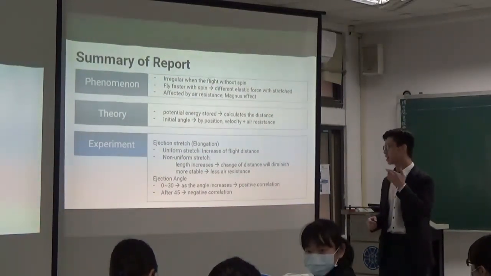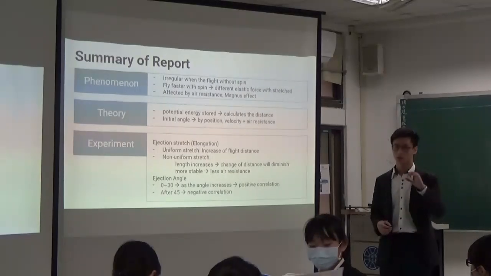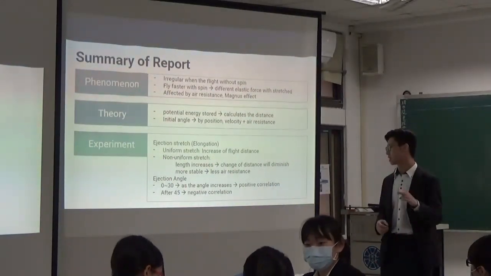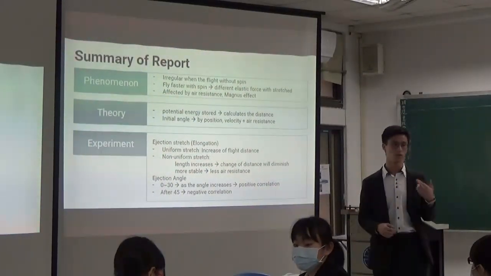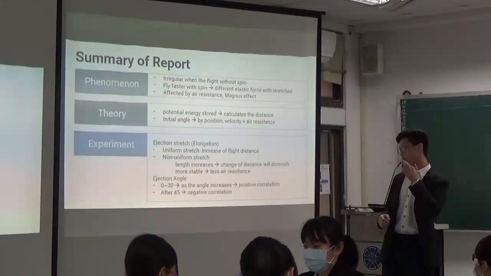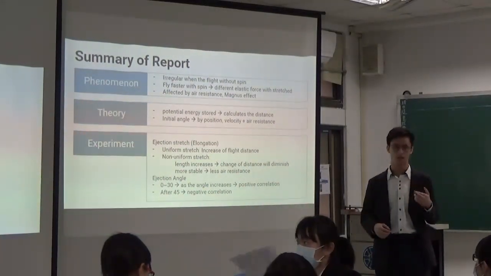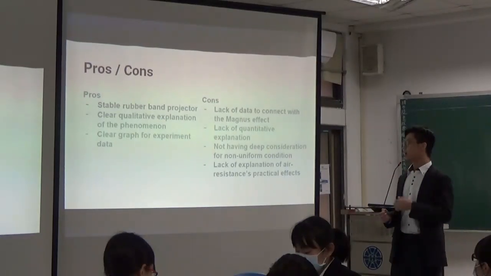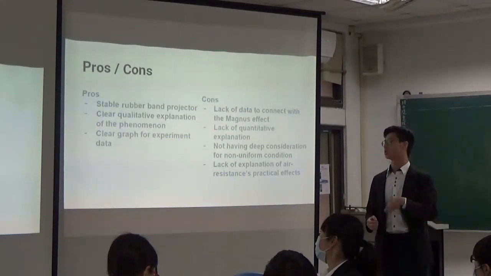For the ejection angle, they found that from 0 degrees to 30 degrees, as the angle increased, there will be a positive correlation. However, after 45 degrees, there will be a negative correlation. Next, I would like to talk about the pros and cons.